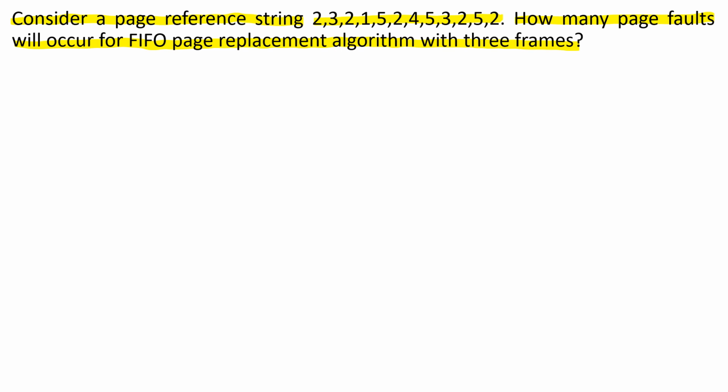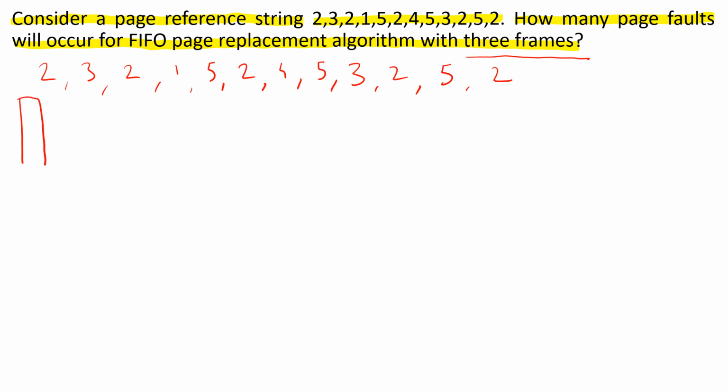Okay, so our page reference string is 2 3 2 1 5 2 4 5 3 2 5 2. And we are given a memory with 3 frames, right? So here we are given a memory with 3 frames.